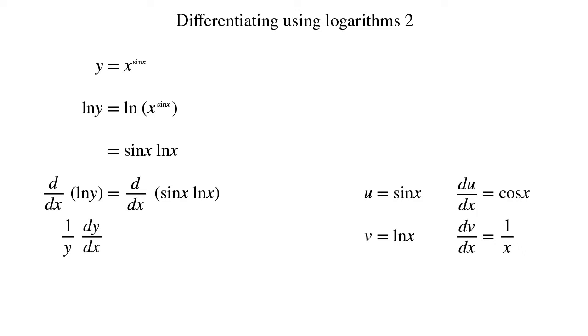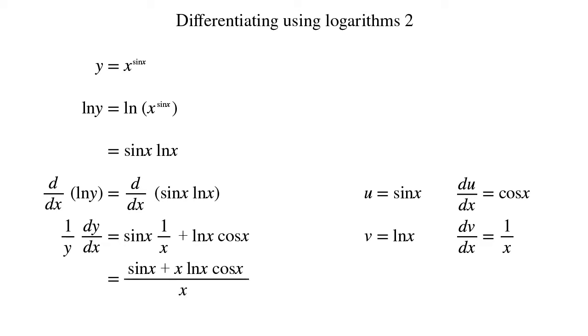So, using the product rule, the right hand side becomes sin x times 1 over x plus ln x times cos x. Let's tidy this up. We can write it as (sin x plus x times ln x times cos x) all over x. Now, we're at the point where we can isolate what we really wanted to get at, which is dy by dx. We do this by multiplying both sides by y.